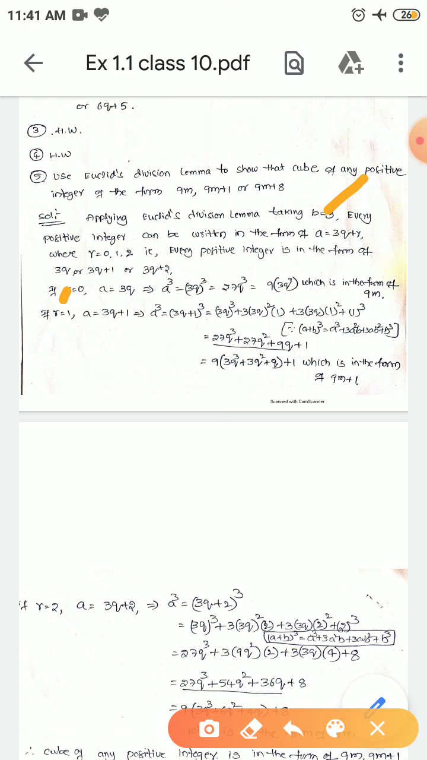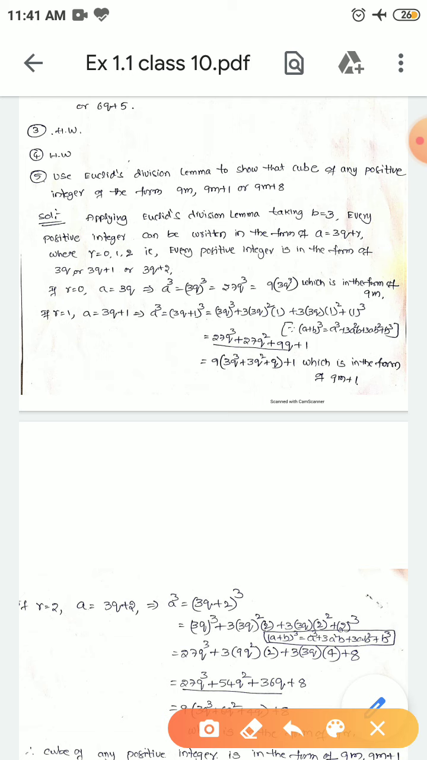Suppose if you want, you can take b equal to 9 also, then what do you get? For r, you will get 9 values: 0, 1, 2, 3, 4, 5, 6, 7, 8, and you need to cube every such positive integer. It is a little bit difficult and lengthy, so better you choose b equal to 3 to apply the Euclid division lemma.